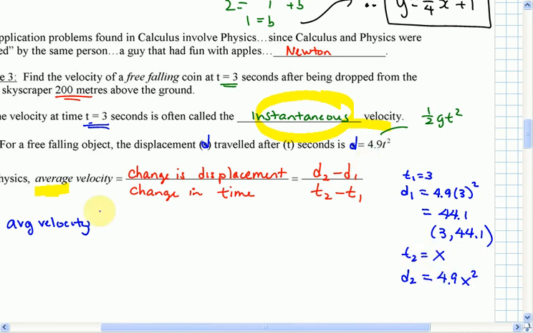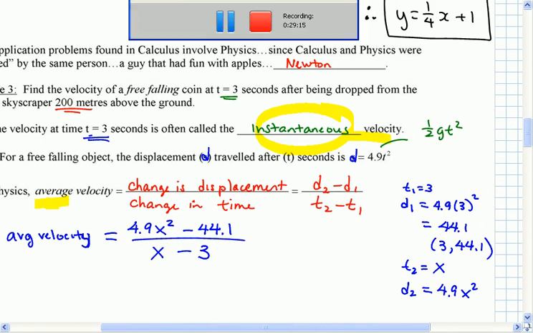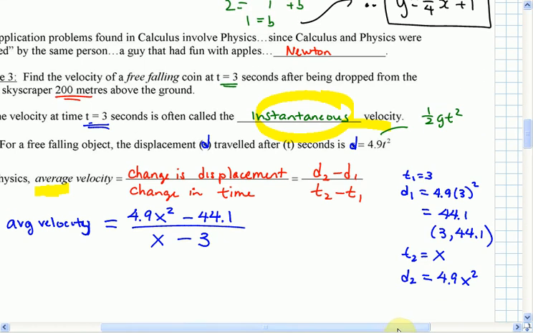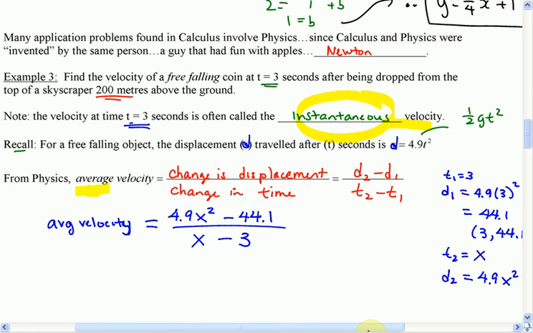Okay. So with all this information, I'm going to ask you now to plug this into our formula for average velocity. So D2 is 4.9 X squared minus D1, which is 44.1. And I'm going to divide this by T2, which is our X value, minus T1, which is 3. So if you think about what we're doing right now, it's exactly the same as what I did before in example number 1, trying to find the slope or calculating the average velocity.